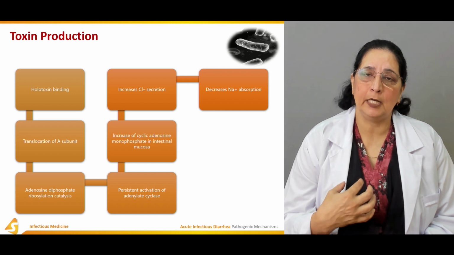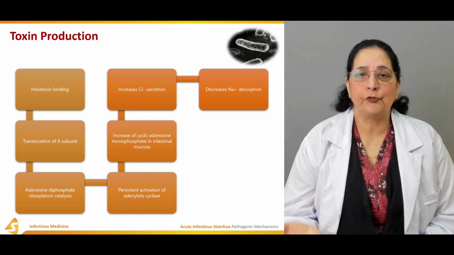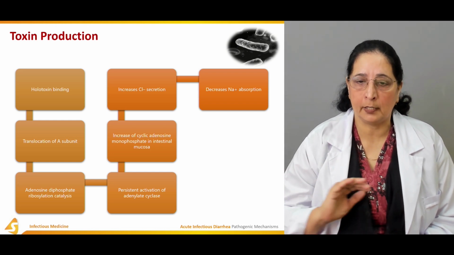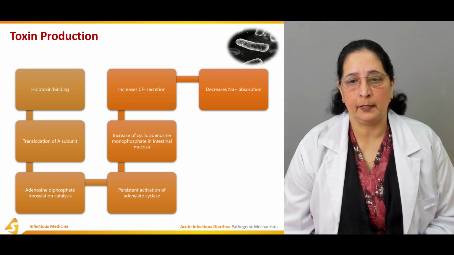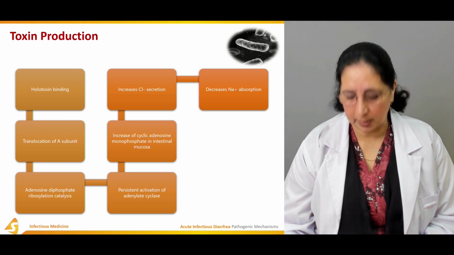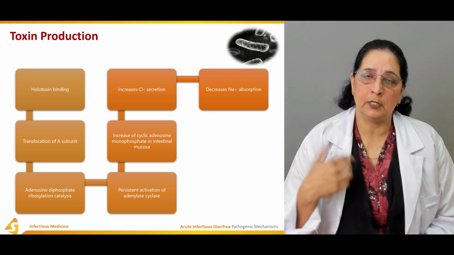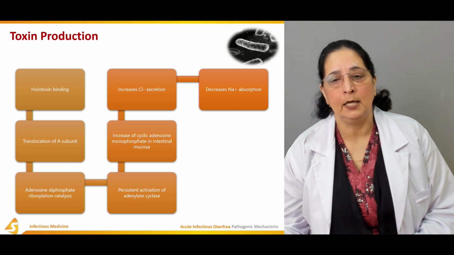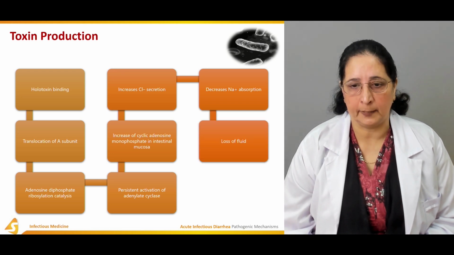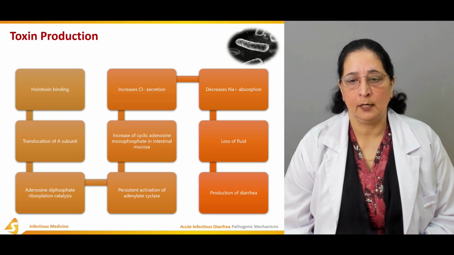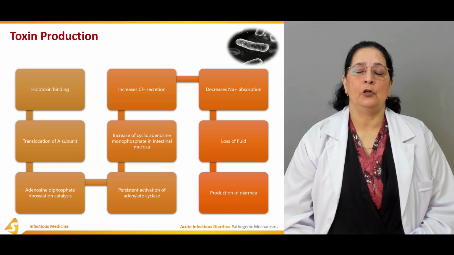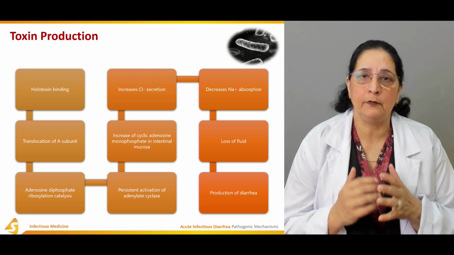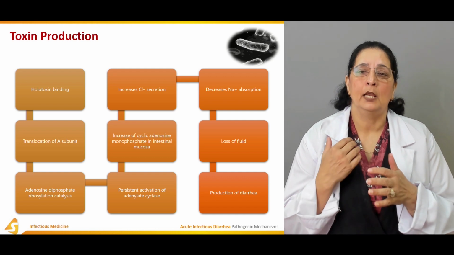So there is a decrease in the reabsorption of sodium and an increase in the secretion of chloride. Both are increasing the loss of fluid, which is getting rid out of the intestine, because of the increase in the secretion of chloride and the decrease in the reabsorption of sodium. Loss of fluid occurs, and this causes production of diarrhea. So that's the mechanism which is associated with the toxin production.